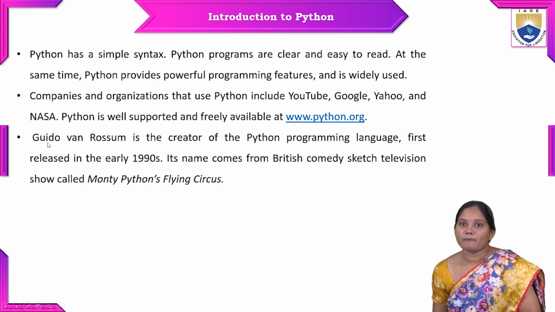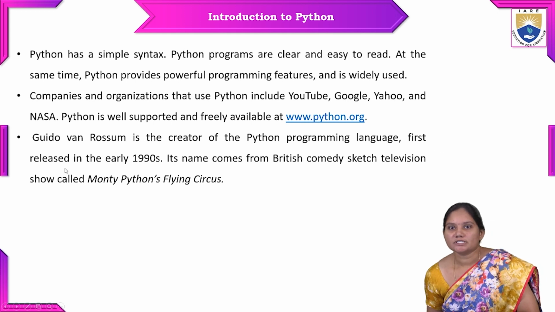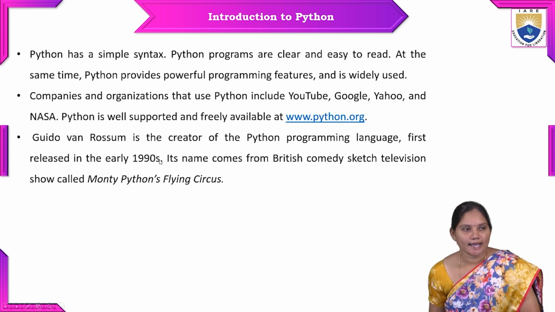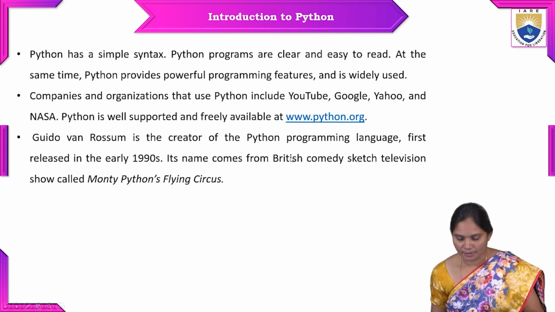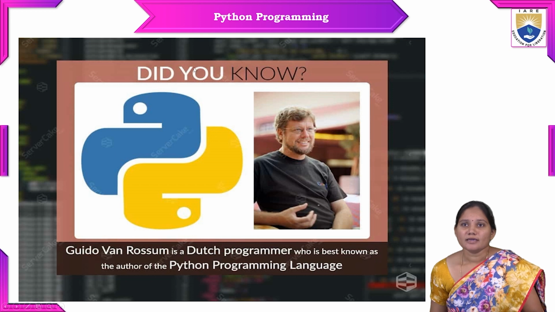The author of Python is Guido van Rossum, the creator of the Python programming language, first released in the early 1990s. Its name comes from the British comedy sketch television show called Monty Python's Flying Circus. This is an introduction to Python programming. Here he is, the author of Python, Guido van Rossum. He is a Dutch programmer.